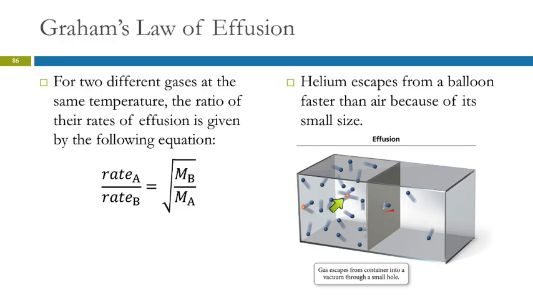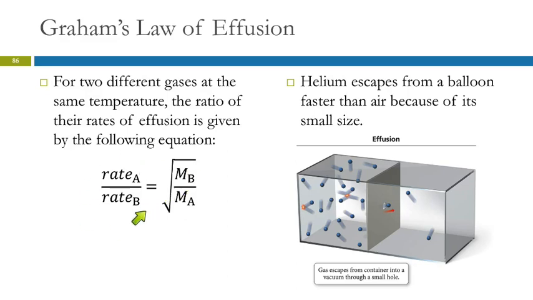So if I've got helium in my balloon, the helium atoms are moving faster, at the same temperature and pressure, than the air molecules, the nitrogen and the oxygen, right? And so they're going to have more hits that are successful, so they're going to escape faster. Does that make any sense?